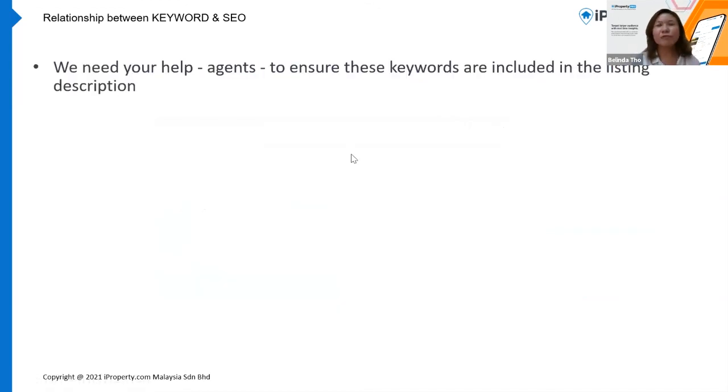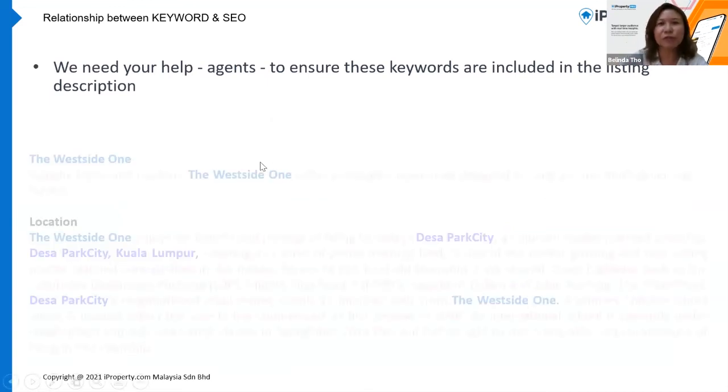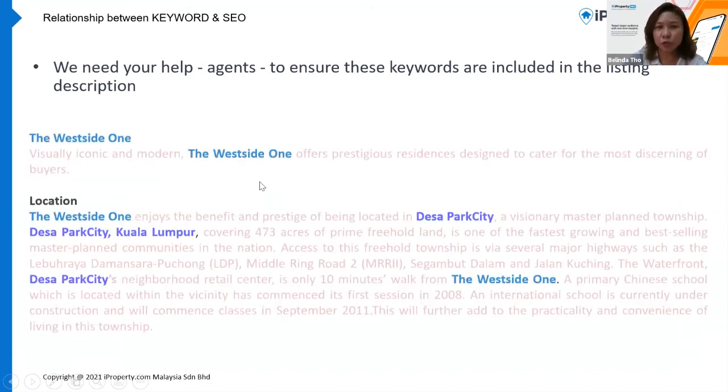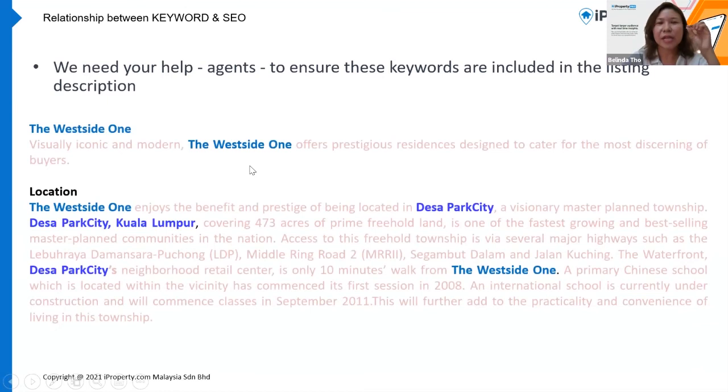So in order for our SEO team to do our job behind the scenes, we need your help. What help can you provide to us? You can provide us the keyword. Remember just now I mentioned, as long as in your description you put down the keyword and try to repeat it naturally, it will help your listings in terms of the SEO ranking.